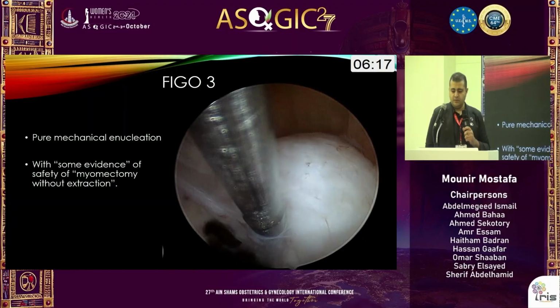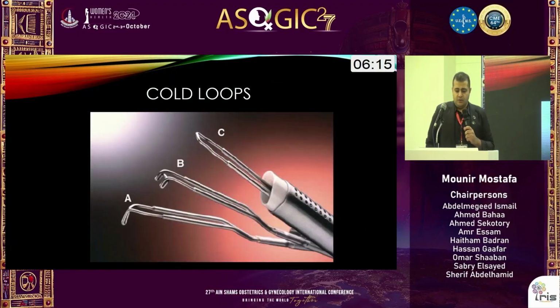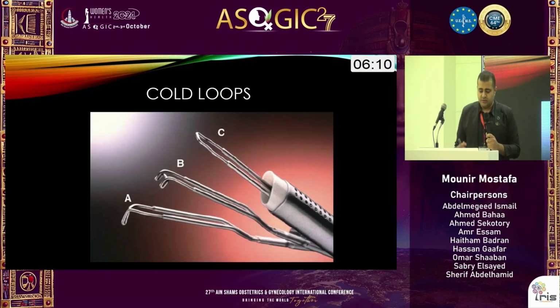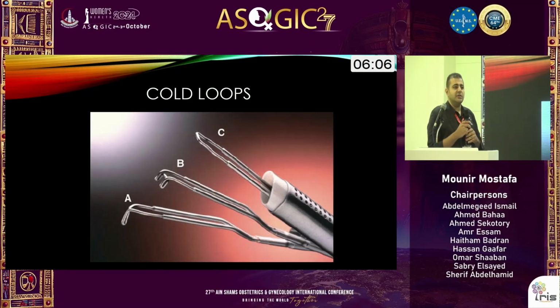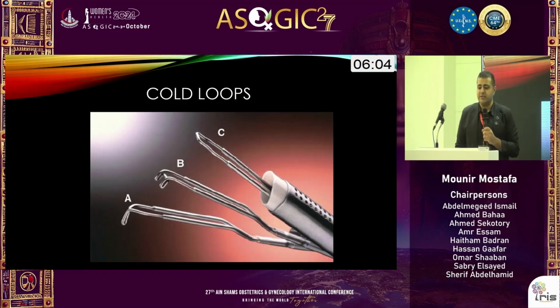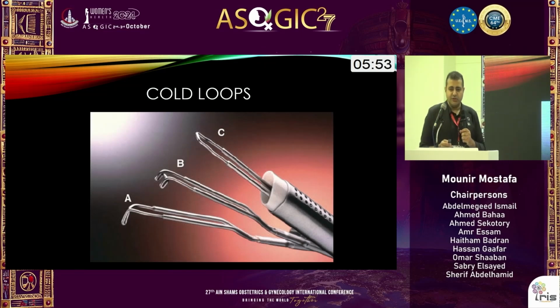That's it. There are other tools we can use. They are not commonly used and they're not available in Egypt. The cold loops of Mazzoni. These loops work on the resectoscope, but they don't connect to the electricity. They are thick metallic loops where you can push and resect with them. They are somehow stronger than the scissors and I think cheaper.